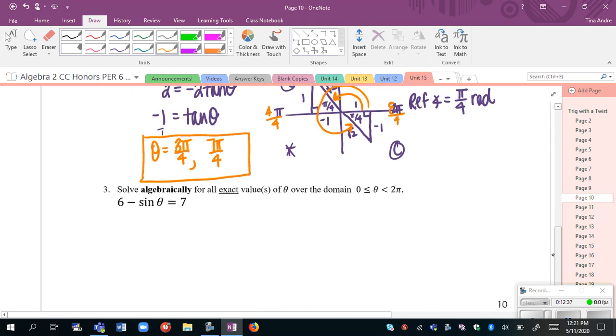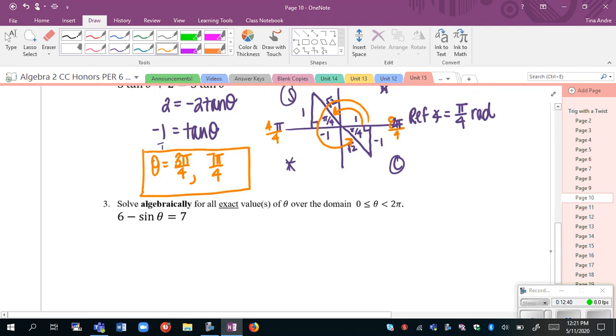Let's try another one here. So solve algebraically for the exact values over the domain of 0 to 2 pi. Again, not including 2 pi. So same process. So let's bring the 6 over. So we have negative sine theta is equal to 1. Divide both sides by negative 1. So we have sine of theta is equal to negative 1.